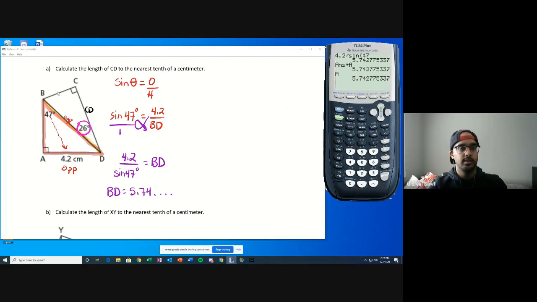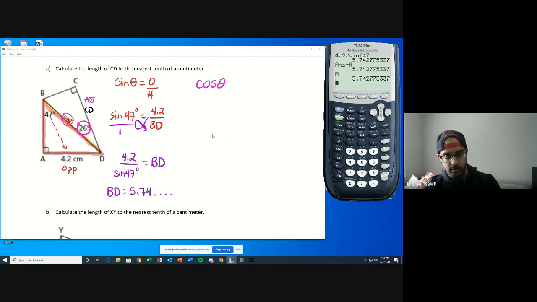Opposite to it would be BC. I don't know anything about it, and I don't really care. I don't need it. CD is going to be the adjacent side. And I just found out what the hypotenuse was. It was that 5.74 number, which we stored in our calculator. If I'm going to use adjacent and hypotenuse here, that's going to be cosine.